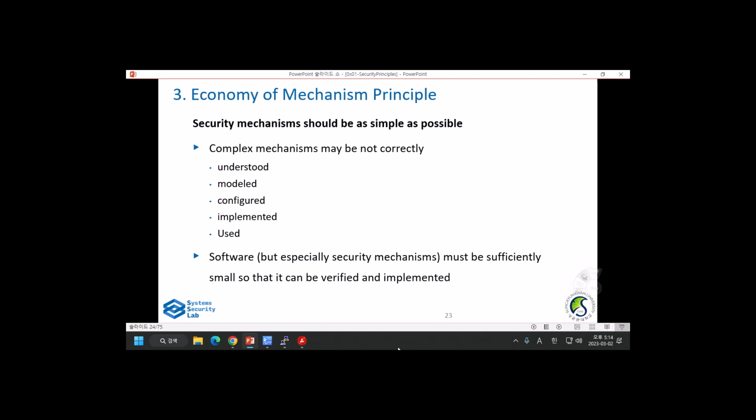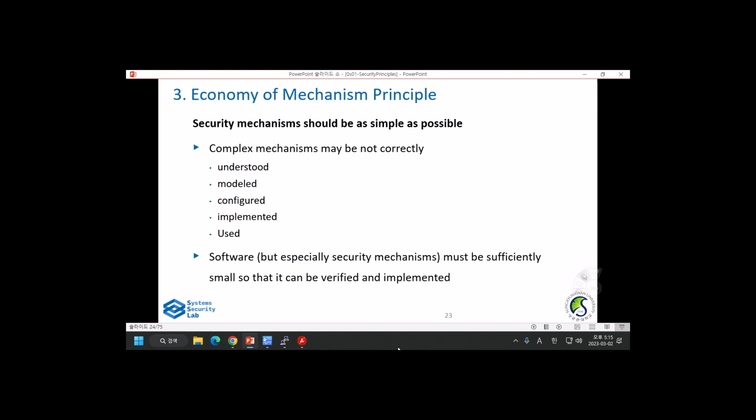The third one is also very interesting. It is called economy of mechanism. This one is basically about how security mechanisms should be as simple as possible. Complex mechanisms may not work correctly because they are difficult to understand, difficult to model, and difficult to configure and implement. So software must be sufficiently small so that it can be verified and implemented.